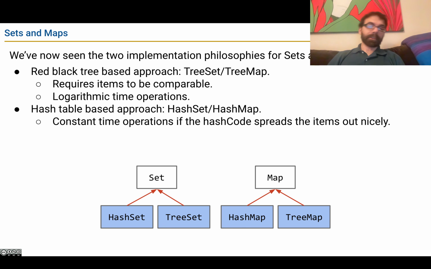What we saw in the last lecture was how we can use a hash table based approach to create a hash set or hash map. And with this approach, we don't have to have our items comparable. They could be anything. And we get constant time operations so long as the hash code spreads the items out nicely.